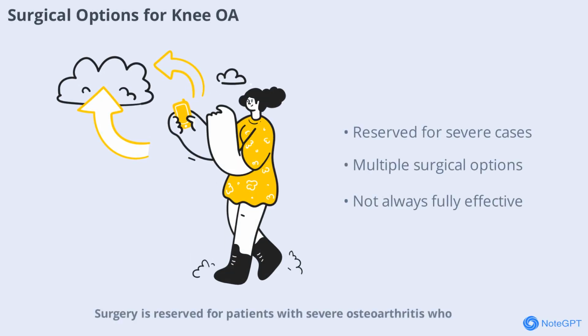Surgery is reserved for patients with severe osteoarthritis who do not respond to conservative or minimally invasive treatments. Procedures include arthroscopic debridement, osteochondral repair, osteotomy, and total or partial knee replacement. Total knee arthroplasty is the definitive treatment for end-stage OA, providing significant pain relief and improved function for most patients. However, up to 20% may remain dissatisfied or experience persistent pain after surgery.